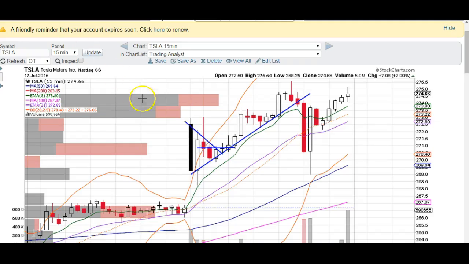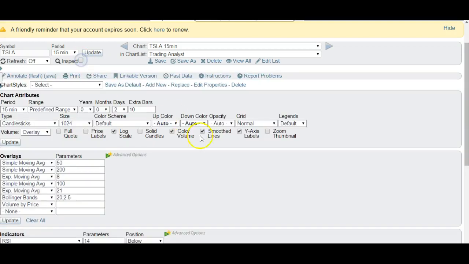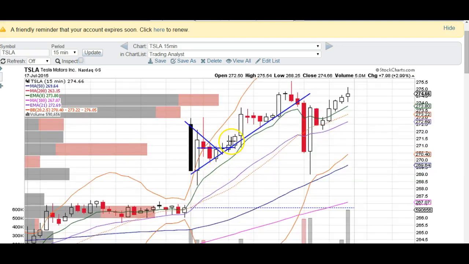Going back to the chart, we got in right here, and I'll show you the time. Okay, so that's the 11 o'clock candle. We got in on this candle right here, and it immediately started to work for us. And we kept on holding. We held through this. It broke over the highs.